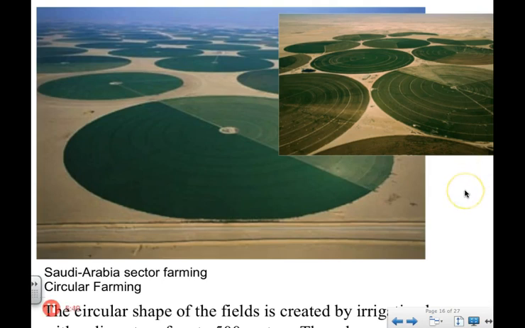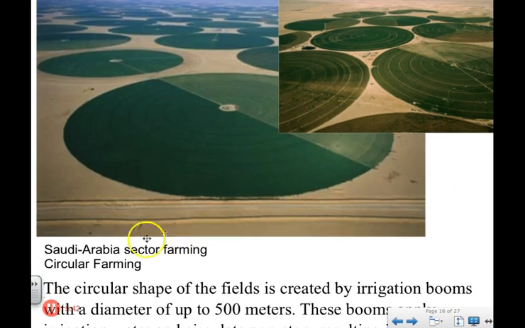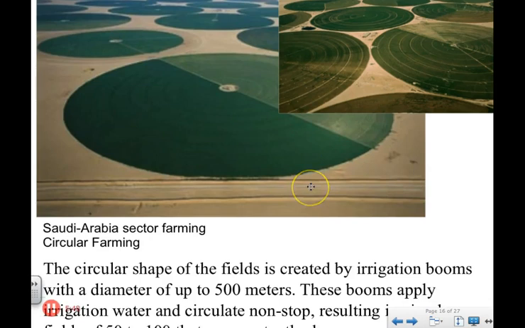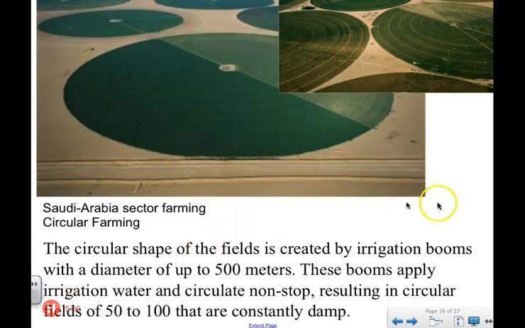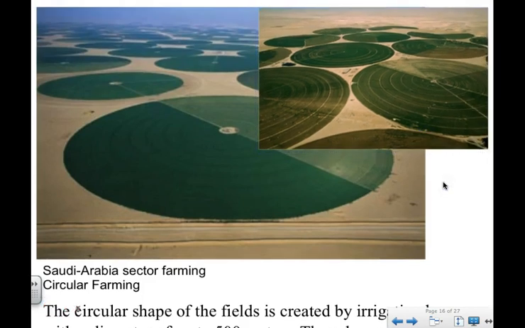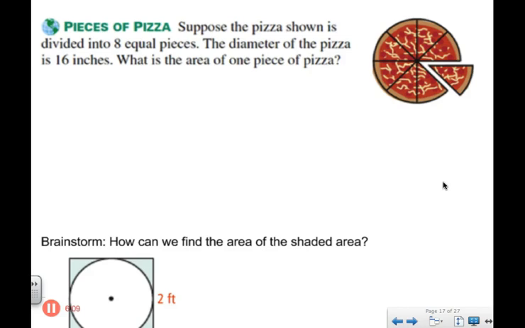So here's how circles are used in agriculture in the real world. So in Saudi Arabia, they've got sector farming. So they have farms in circular shapes. The circular shape of the field is created by irrigation booms with a diameter of up to 500 meters, and these booms apply irrigation water and circulate nonstop, resulting in circular fields from 50 to 100 that are constantly damp. So they do use circles in Saudi Arabia. Okay. All right, but time to get a little bit harder.